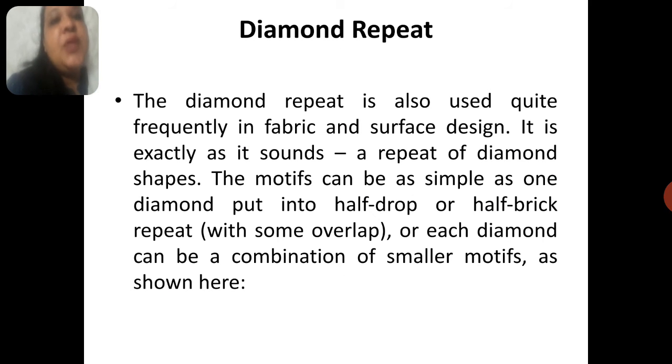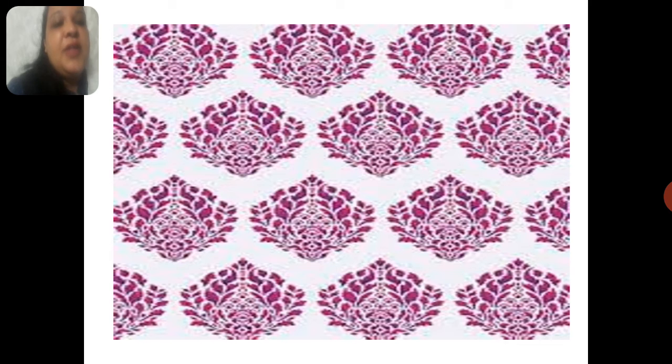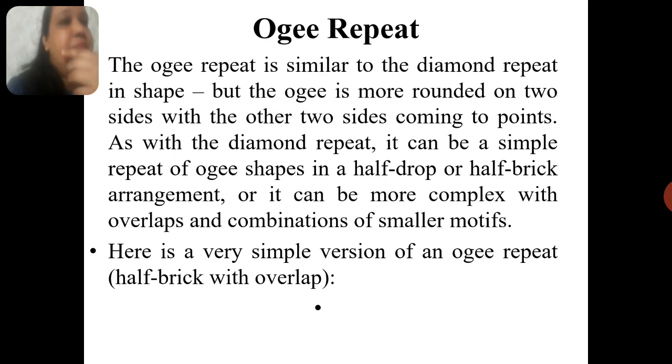Diamond repeat. The diamond repeat is also used quite frequently in fabric and surface design. It is exactly as it sounds, a repeat of a diamond shape. This motif can be as simple as one diamond put into a half drop or half brick repeat, or each diamond can be a combination of smaller motifs, as shown here. This is the diamond repeat.